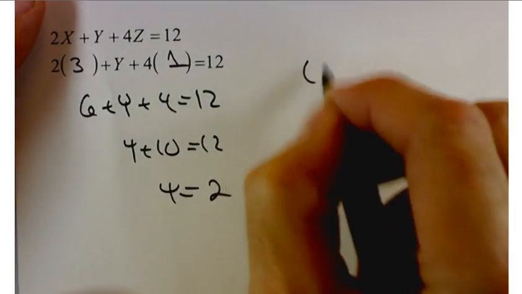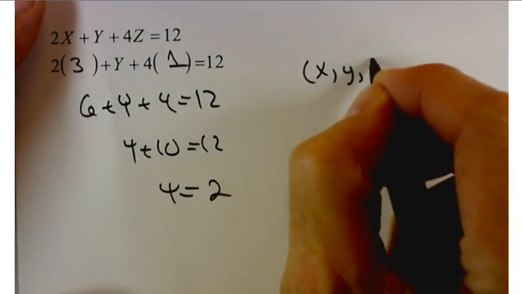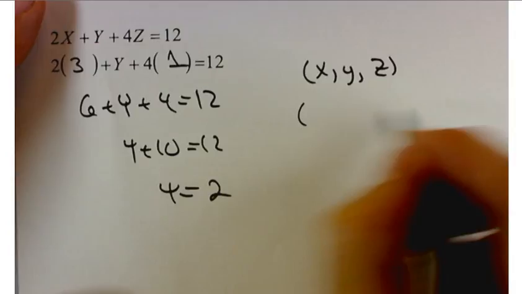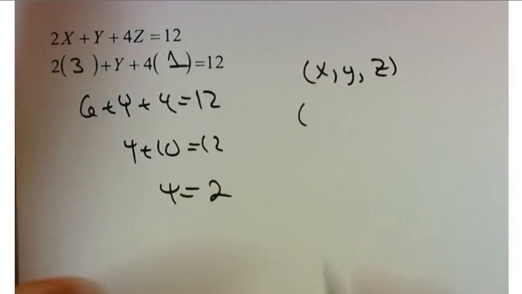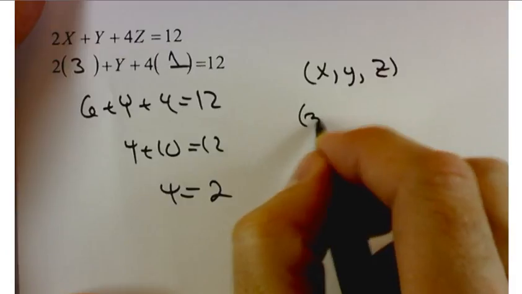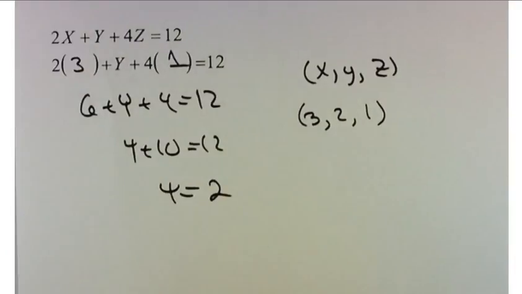So if you're doing this on WebAssign or looking up your answer in the back of the book, it'll be in this form. It'll be in x, y, z, that 3-tuple form. So 3, 2, and 1. That will be your answer.